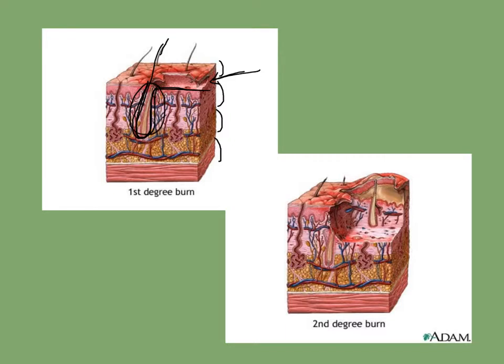Here's a second degree burn, so it's the same type of picture. You can see now we're going much further down into the dermis, but we haven't reached the hypodermis or the subcutaneous level or down to the muscle or bone. So it still is staying in the upper layers, or the cutaneous membrane, of the skin.